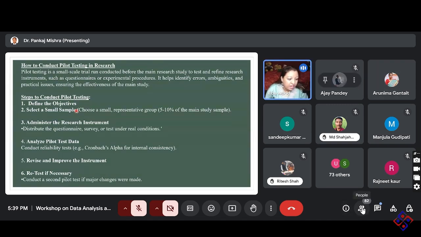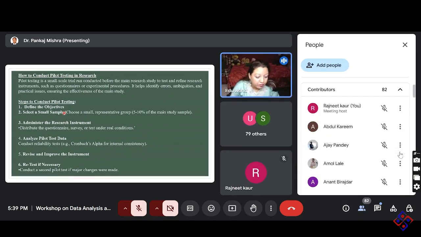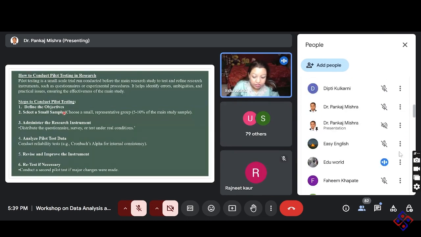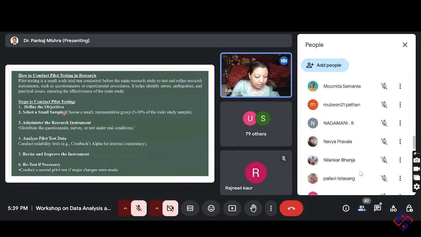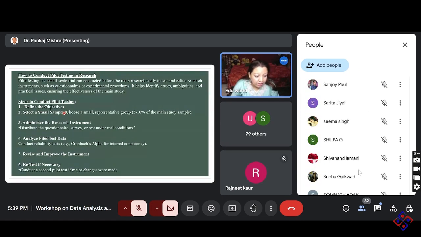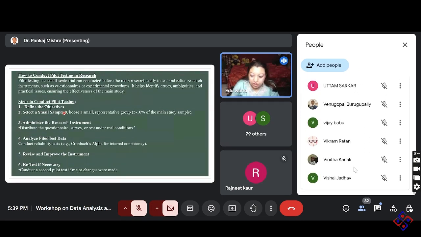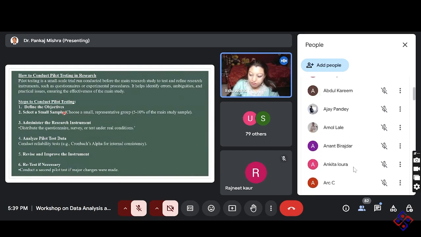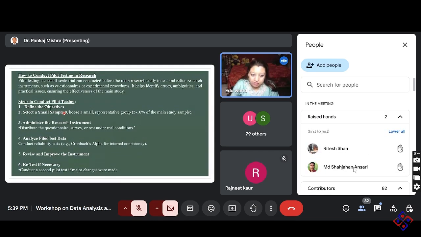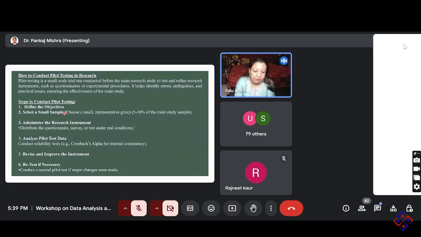Okay, next one is to administer the research instrument. Now we will apply our research instrument, that is the tool that we have selected for our study. After that, we will use the pilot testing. Why are we doing the pilot testing? We want to see the reliability as well as the validity of the test. This is very mandatory when you are writing your chapter 3.